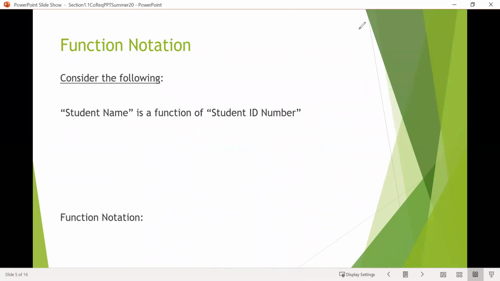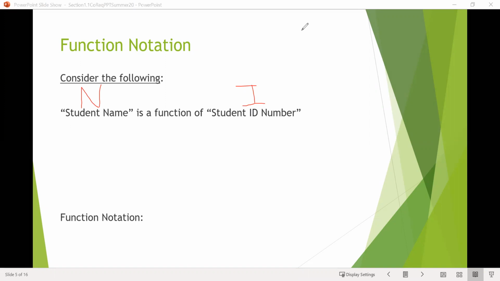All right, last thing for this video is function notation. So let's look at an example where student name is a function of student ID number. Now, this is an example of something that is a function because each student name is associated with a unique student ID number. Okay, and what I'm going to do here, first of all, is introduce some variables. So I'm going to introduce the variable n to represent student name. Student ID number, I'm going to use the variable I.